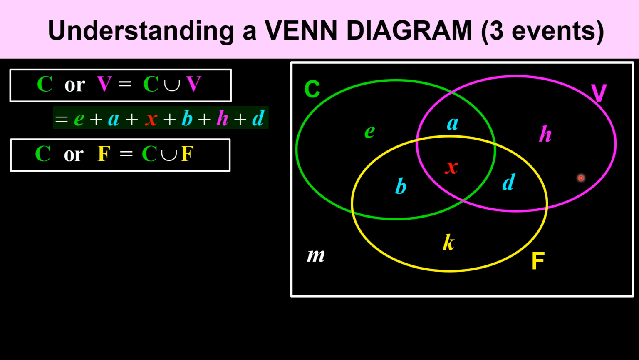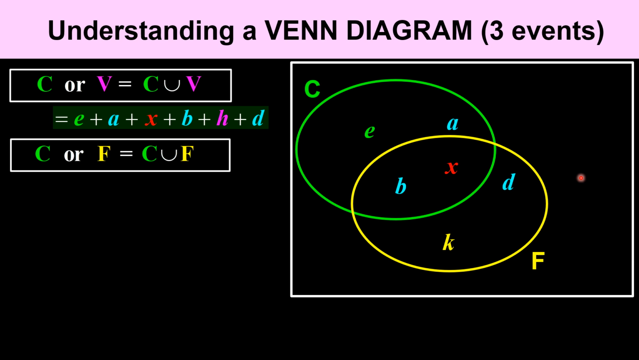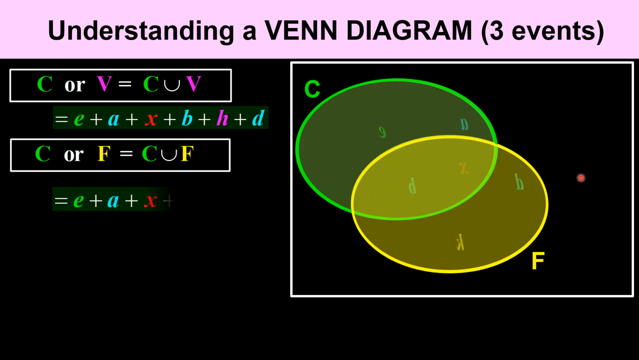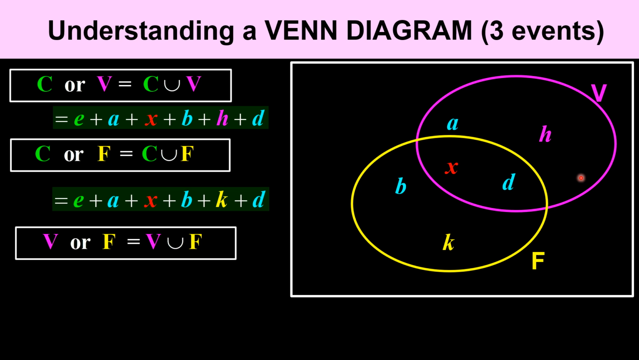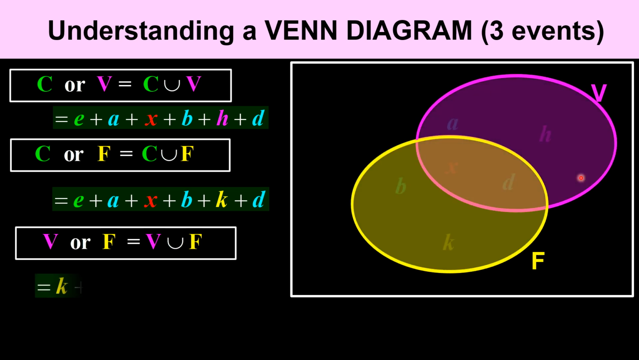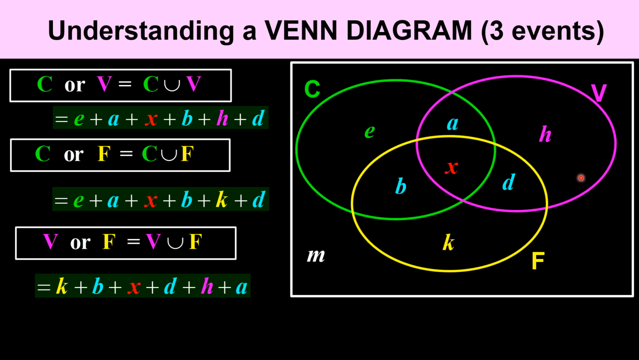Okay, let's bring everything back again. C or F, you try this now. Can you see that? That's correct. That's the C or the F, right? And that there would be those 6 parts: E plus A plus X plus B plus K plus D. Now V or F, let's see, where's V or F? V or F would be those 2 there. So those are those 6 parts. There's the V or the F, and it's K plus B plus X plus D plus H plus A.